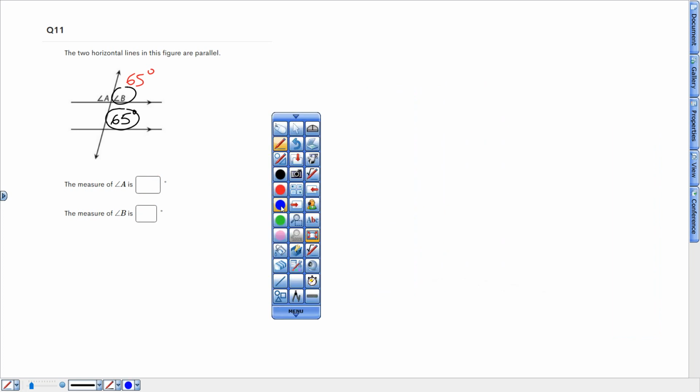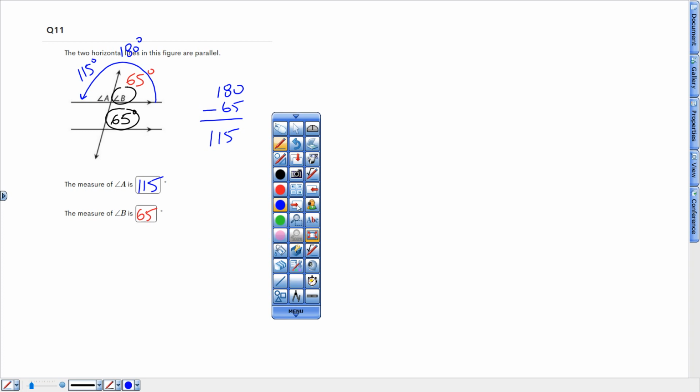But to find angle A, I have to again go back and know that these two add up to be 180. If I give you a part of it, you could do the math to subtract to find that missing piece. 180 minus 65 gives me 115 degrees. That's what angle A would have to be. So when I add up 65 and 115, I get 180. That has to be 115.